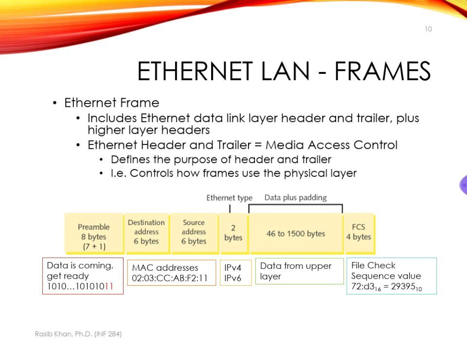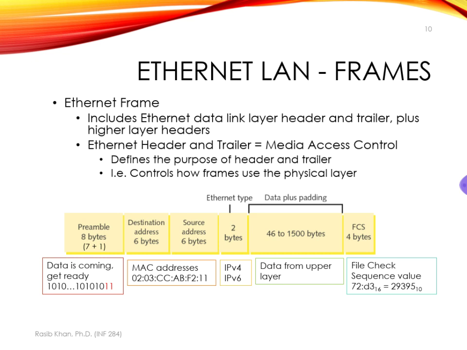The layer 2 Ethernet LAN protocol has a frame with a structure like this, where the first 8 bytes is what we call the preamble. The reason why we have it as 7 plus 1, I will explain in just a little bit. The next 6 bytes is the destination address, and the 6 bytes after that is the source address. Both of these addresses are 6 bytes in the form of MAC addresses.